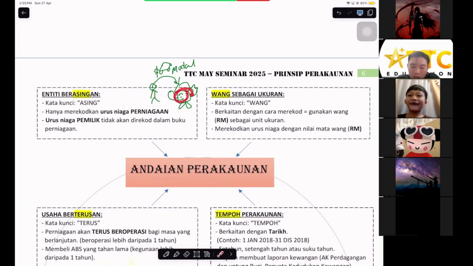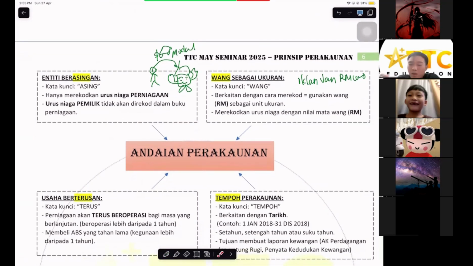It's like the modal will be inside there running around. So this is entity berasingan. And then wang sebagai ukuran, they normally will write, for example, Iklan for January is RM100. Once you see this, you know definitely the cost of the advertisement in January is 100. If without RM, only 100, you'll be like, what, in January you do 100 times of iklan? Or your iklan name is called Iklan January 100, 101.